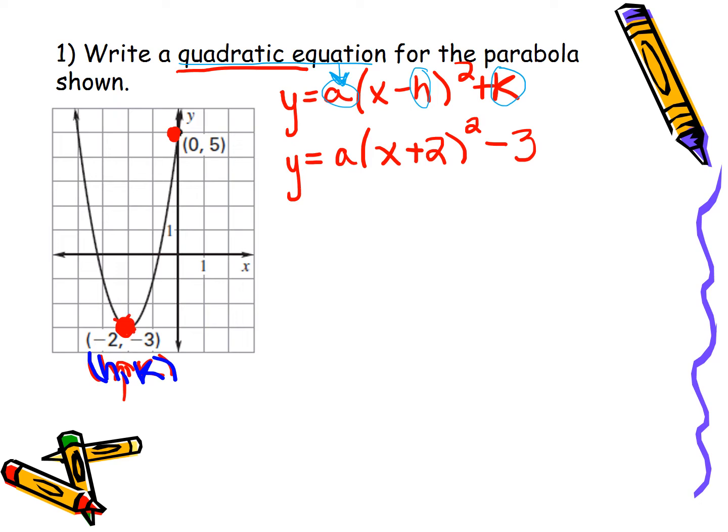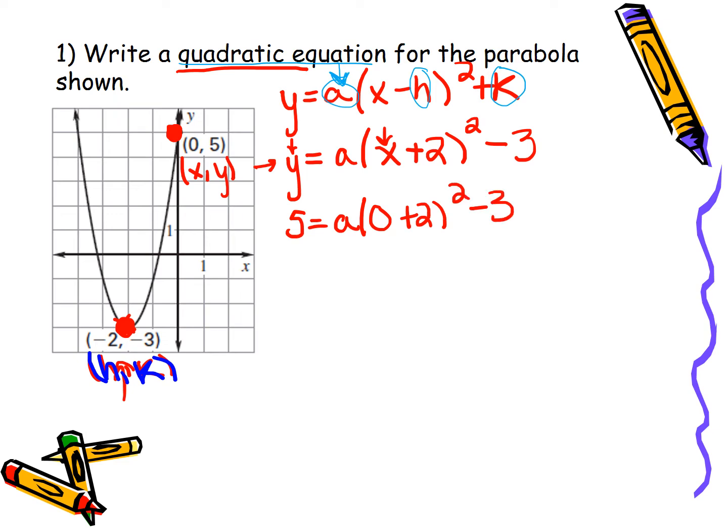We already used the vertex, but we also were given the y-intercept, which is an ordered pair. And every ordered pair is written x comma y. So we can plug in this x value 0 and this y value 5 into our equation in order to solve for a, because we need a for our final equation. So let's plug in 0 comma 5 for x and y into my equation. We change this y to a 5, is equal to a, because that's what we're solving for, times x is 0 plus 2 squared minus 3.